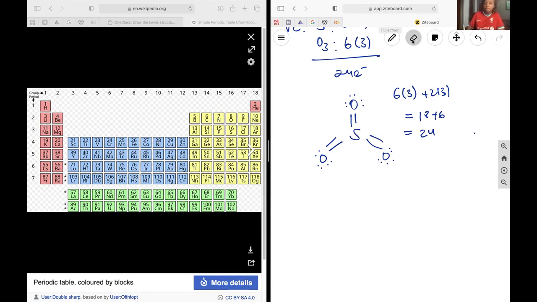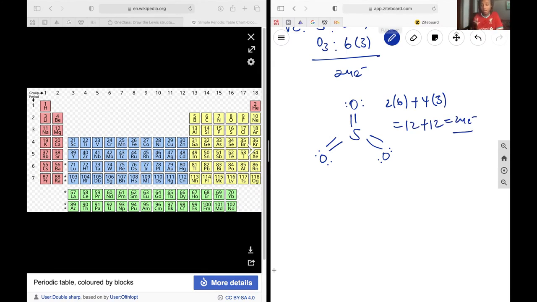Okay, and so now let's ensure the electrons make sense in terms of octets, ensure I do have the correct number of valence electrons, because I've gone back to the start practically, and so I have 2 by 6 plus 4 by 3. That's going to give me 12 plus 12, which is 24. So my valence electrons are now all accounted for.